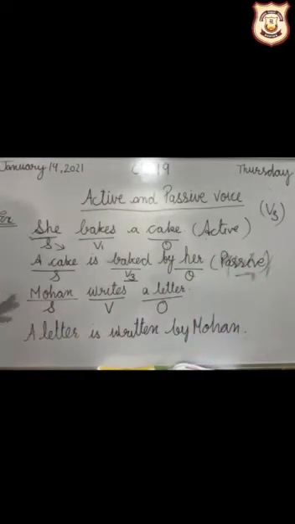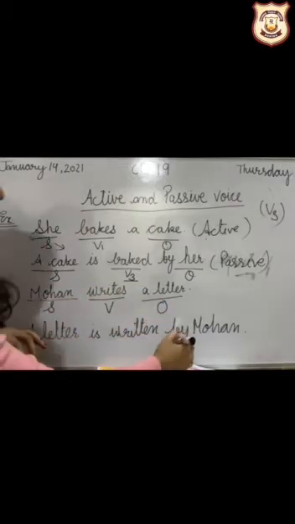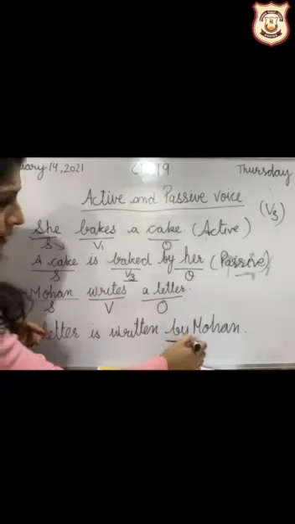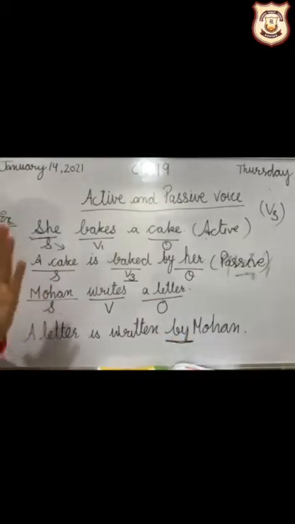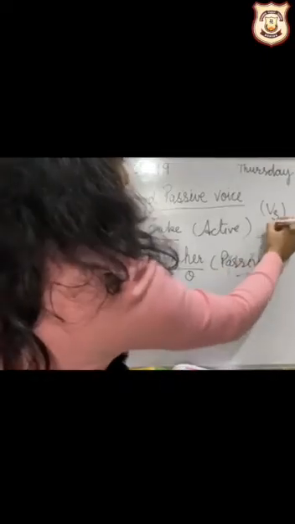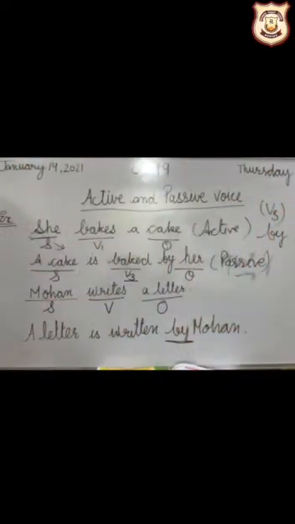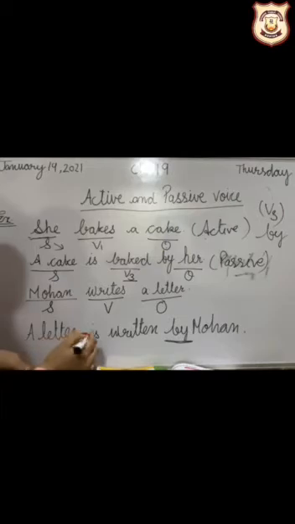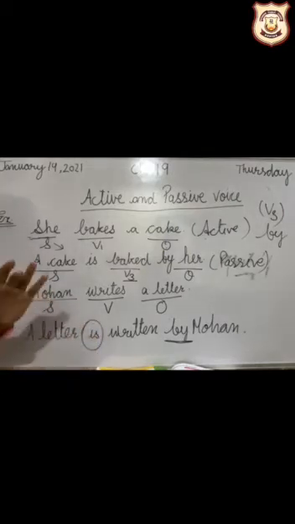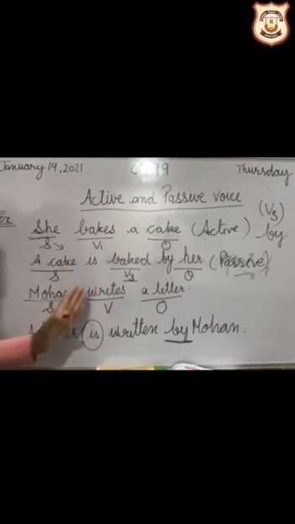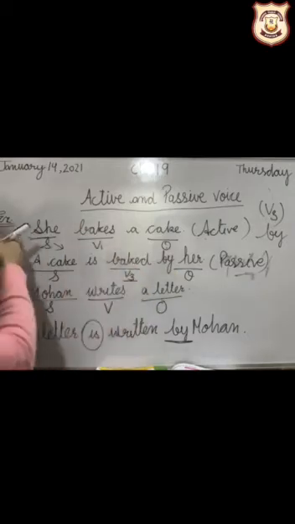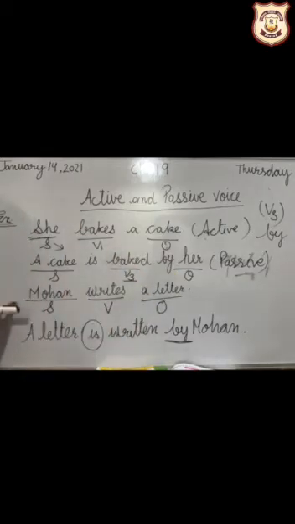If a proper noun is given, like Mohan, Rohan, if some name is given, then we need to use by also. Okay, so you need to keep a few things in your mind: V3, use of by. And we use the helping verb according to the tense. We know that this is present tense. Both sentences are in present tense. So that is why we have used is here.